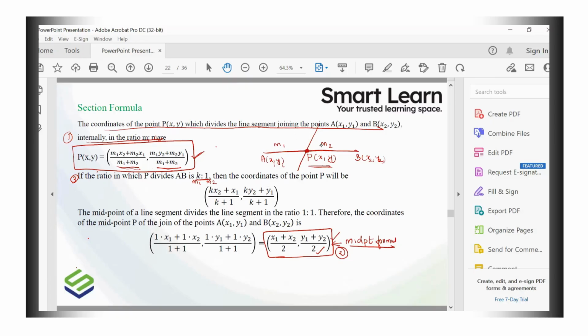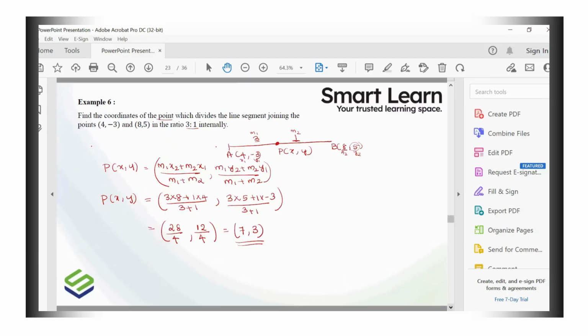That is 1 is to 1, 2 is to 2, so all are the same. It is dividing equally. That means this P will be the midpoint. There we will use the midpoint formula, and the midpoint formula is (x1 + x2) / 2, comma, (y1 + y2) / 2. Then the example 6.